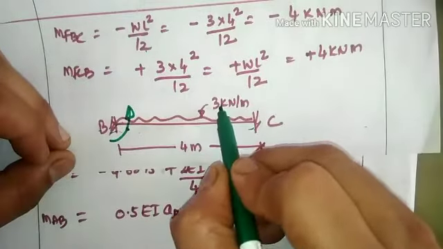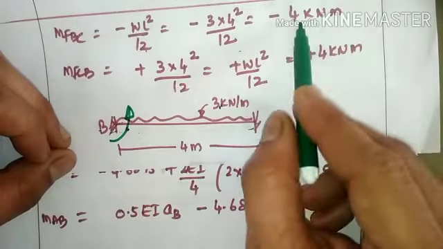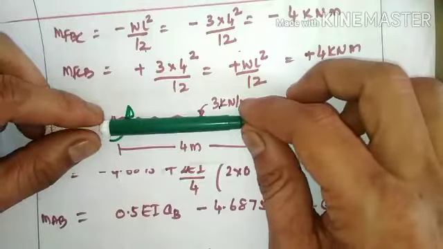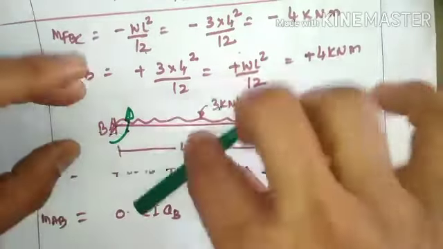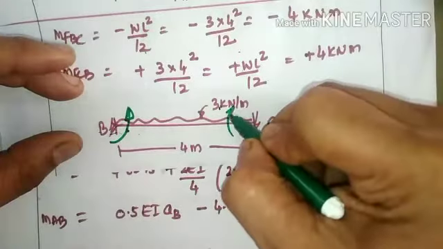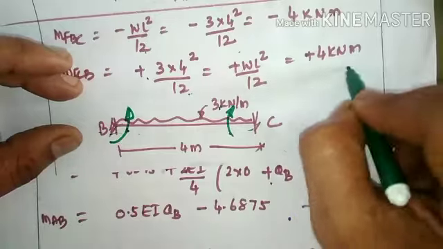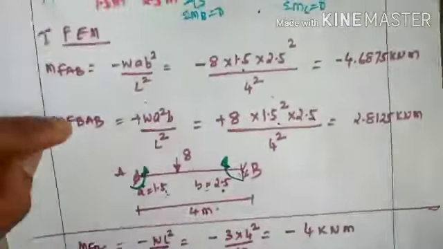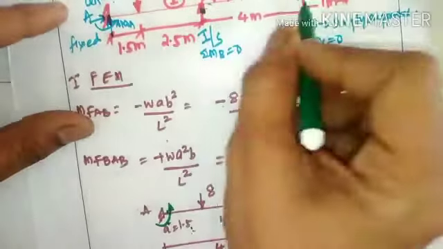Magnitude of the load is 3, L is 4 square divided by 12. So this is minus 4 kilonewton meter. Likewise, if you hold C and release B, it will rotate in clockwise direction, so it is positive: 3 into 4 square divided by 12, and we will get plus 4 kilonewton meter. So these are the fixed end moment formulas that will arrive, and next, once you consider A to B and B to C.